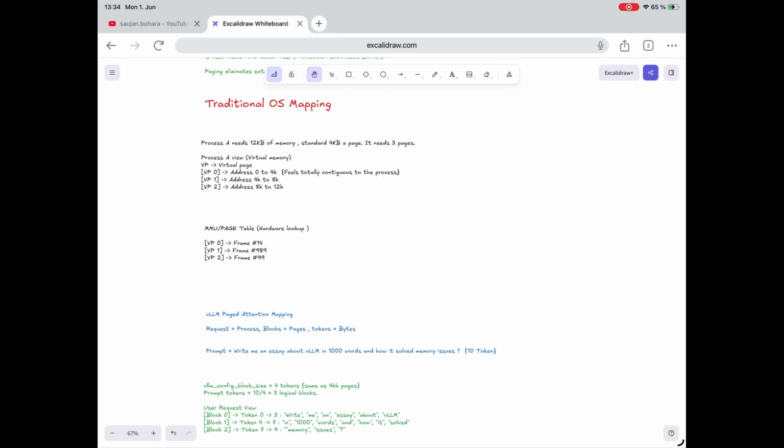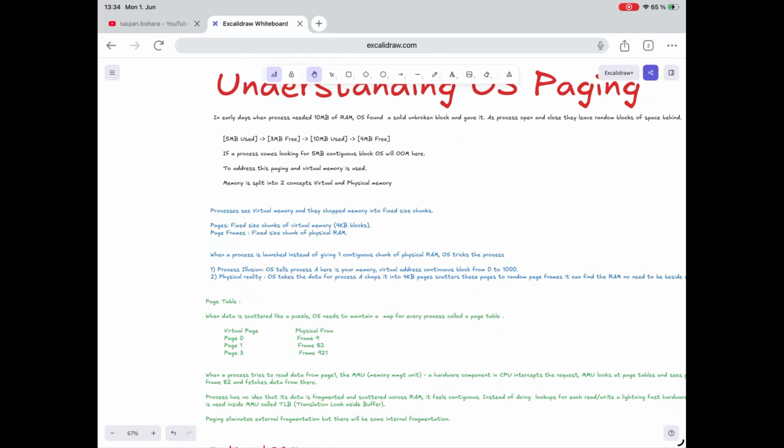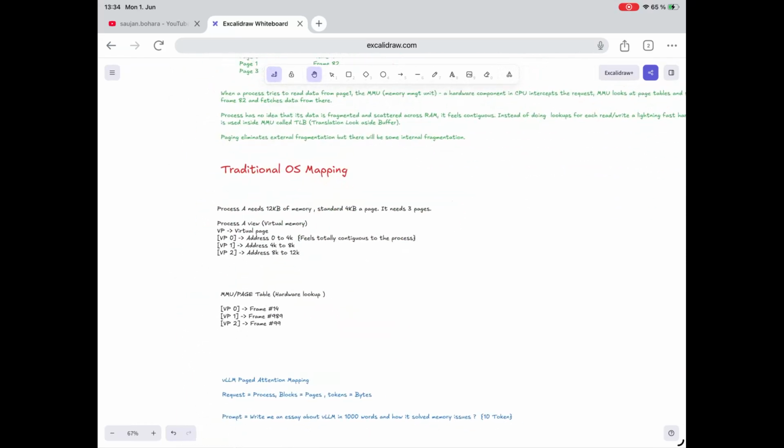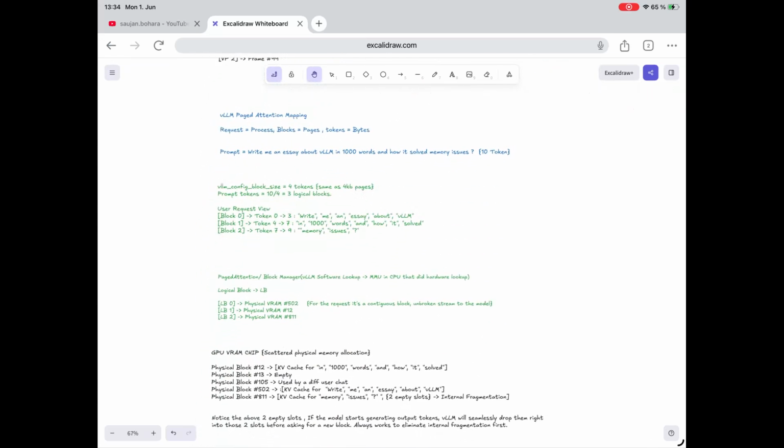And external fragmentation is solved in a way that, see this example, where we chopped our RAM into different spaces. We don't do this anymore. We will chop every single thing into 4 kilobyte pages, so every single block is 4 kilobytes. We only give what the process needs. So that's how we solve the external fragmentation as well, and we talked about the internal fragmentation.